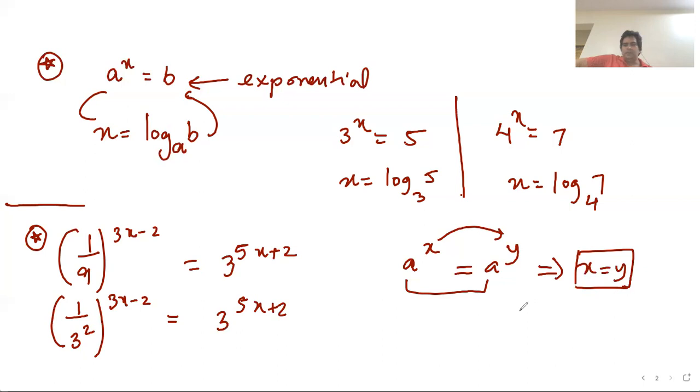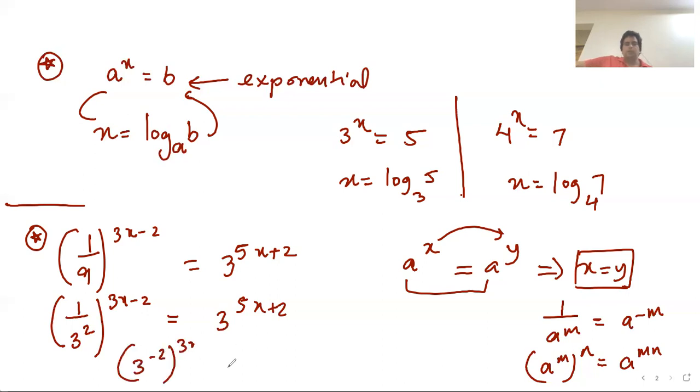Now, as an exponent property, also remember if you got 1 over a to the power m, I can write this as a to the power negative m. These are all maybe fifth, sixth grade properties that we learned. Also, if you got a to the power m, whole to the power n, this is a to the power mn. So firstly it becomes 3 to the power negative 2, whole to the power 3x minus 2, equals 3 to the power 5x plus 2. Now the result is going to become 3 to the power negative 6x plus 4 equals 3 to the power 5x plus 2.